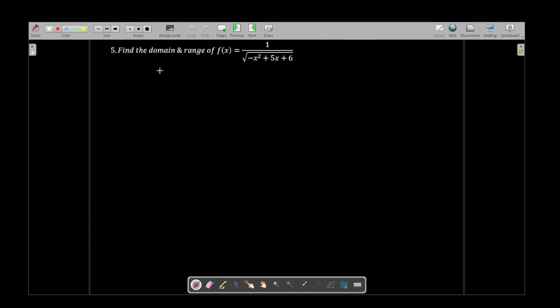Now this is an interesting problem. We have a = -1, b = 5, c = 6. Let us find whether we have roots or not. Discriminant is b² - 4ac. b² is 5², minus 4 into -1 into 6, which is 25 + 24, which is 49. So the roots exist because it is greater than or equal to 0. Roots exist.